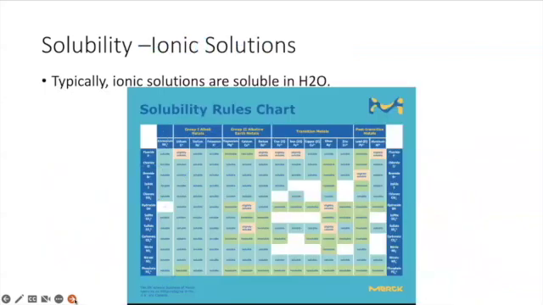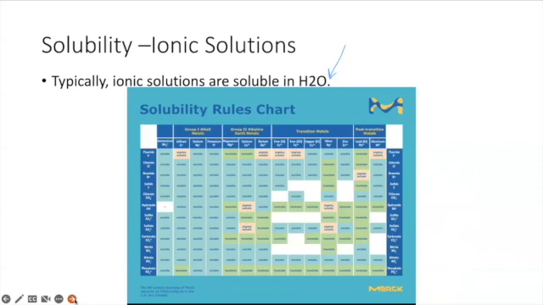So like I said, typically ionic solutions are soluble in water, but there are a few exceptions. And to know that, we use this chart. I showed you another version of this chart previously in our last lecture. This is just another version of the exact same chart. But basically, to know if an ionic solution is soluble in water, we have to look at this chart. There are no special rules or anything.